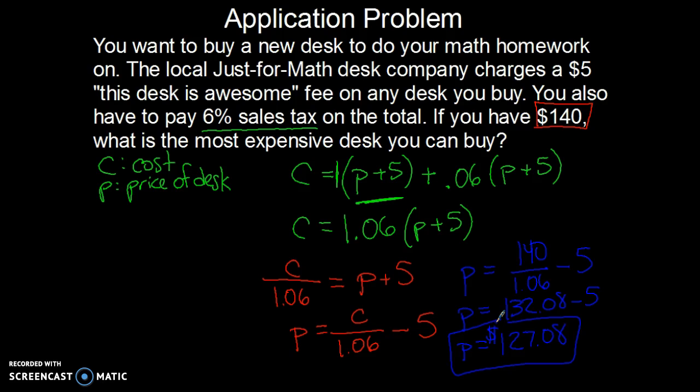Now the nice thing about finding the inverse function here is that this function we found that tells us the most expensive desk we can buy will still apply for any total we're allowed to spend, right? It doesn't have to be 140, it could be anything else. Let's say your friend happens to have $180. Well, you could still go ahead and use this same inverse function to find the price that they're allowed to buy the desk for originally.